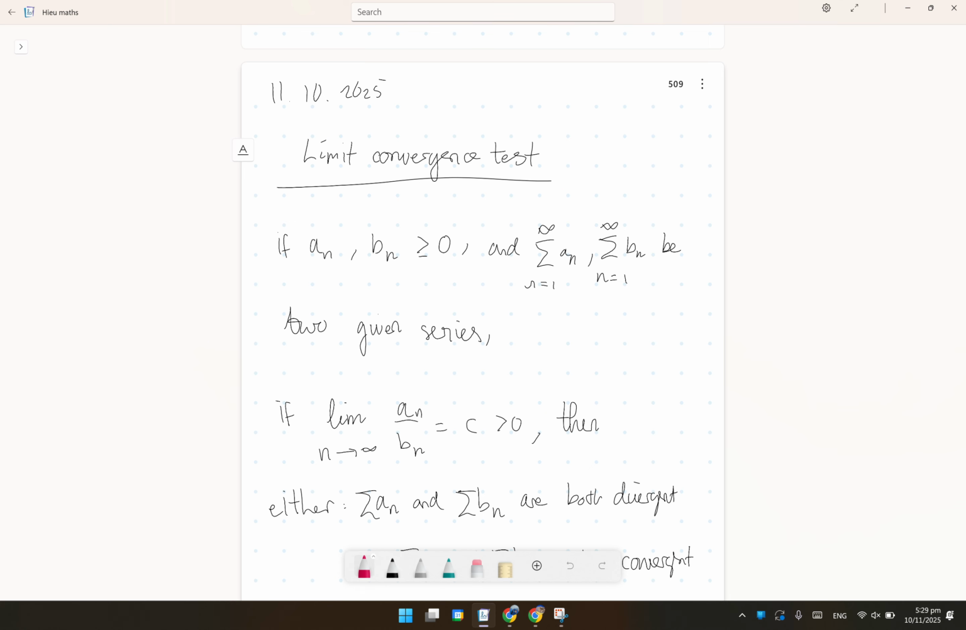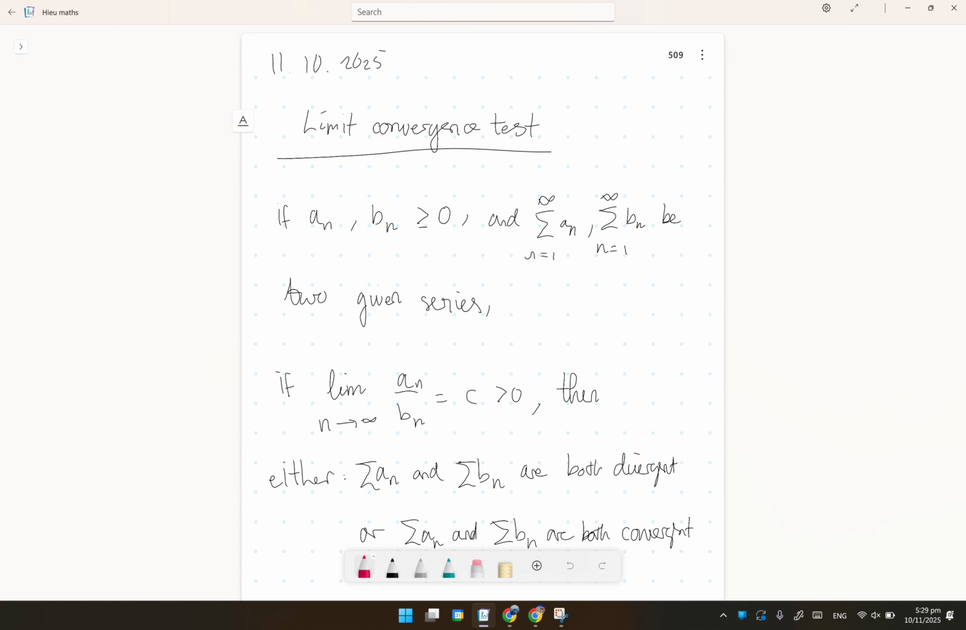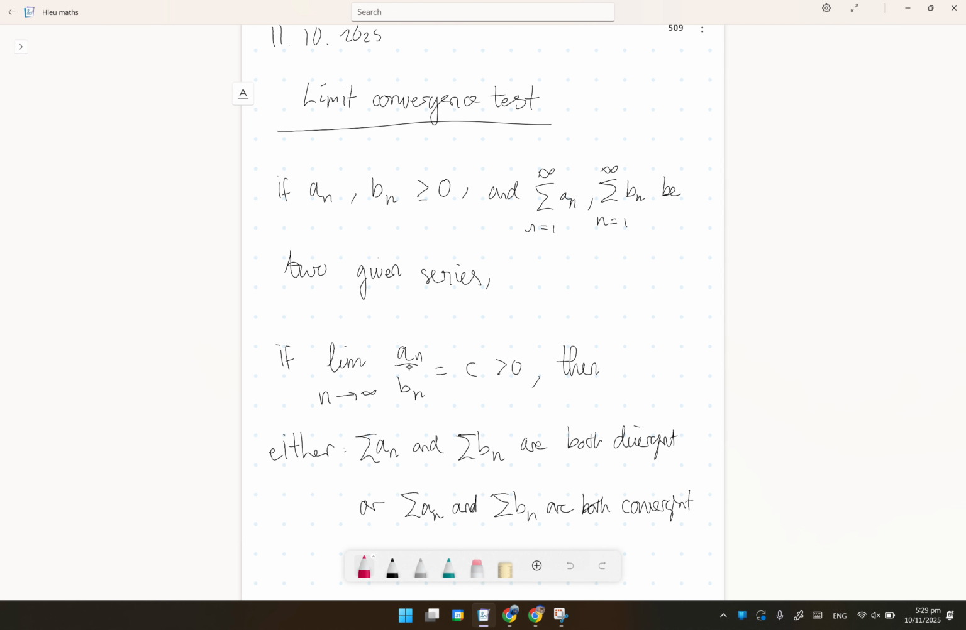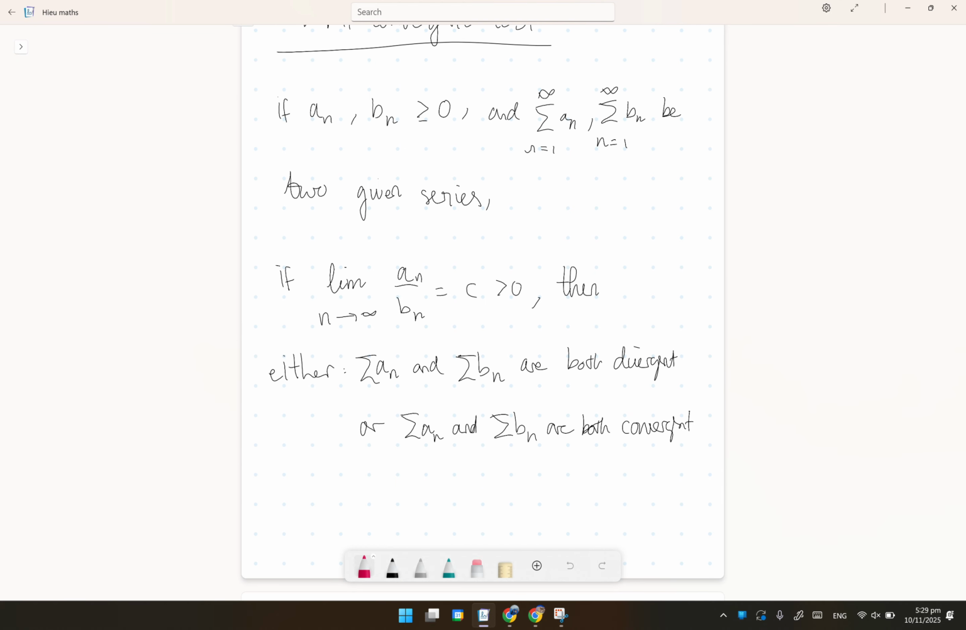What it says is if you have sequences AN and BN, and they each form a series, so the series of AN and the series of BN. If the limit of the sequence AN over BN is equal to C, which is larger than zero, so if the limit as n goes to infinity is something other than zero, then the series of AN and BN have to be both divergent or both convergent.